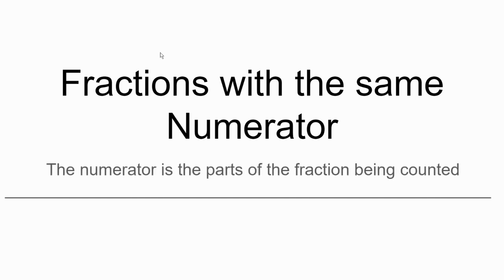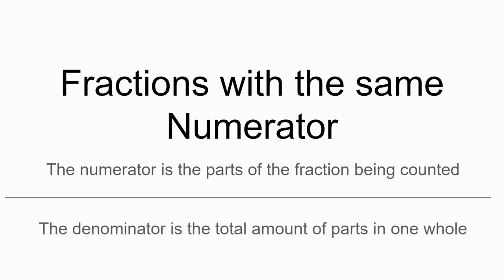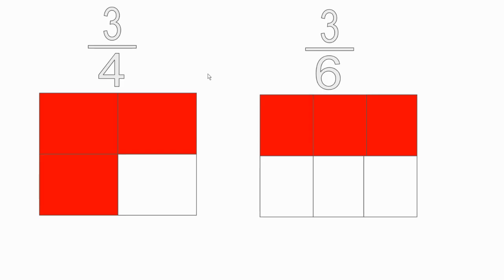Today, we're going to talk about fractions with the same numerator. When we do that, we have to remember our vocabulary, right? The numerator is the parts of the fraction being counted, and the denominator is the total amount of parts in one whole. So let's look at a model here that we have of 3/4 and 3/6. We can see the numerator is exactly the same, but the denominators are different.